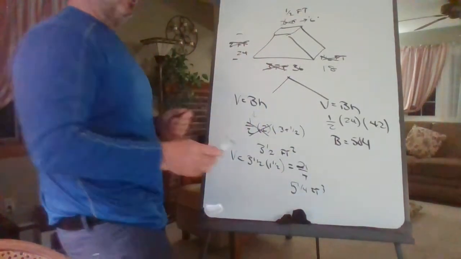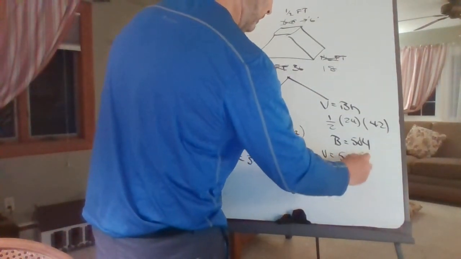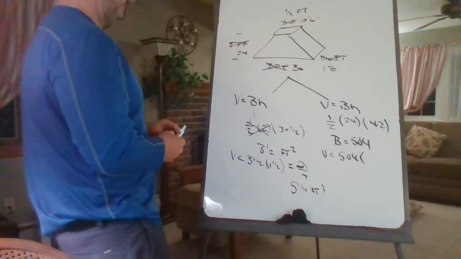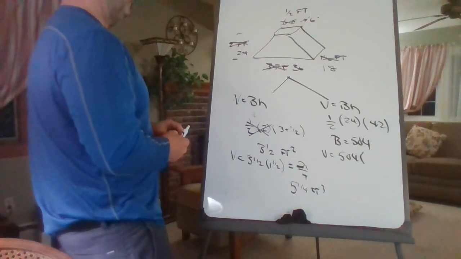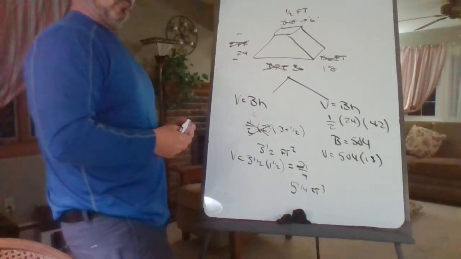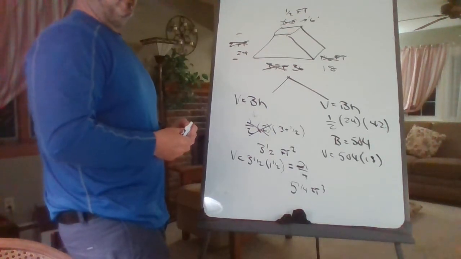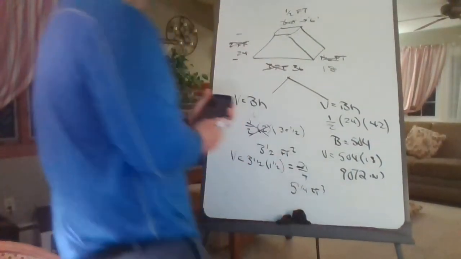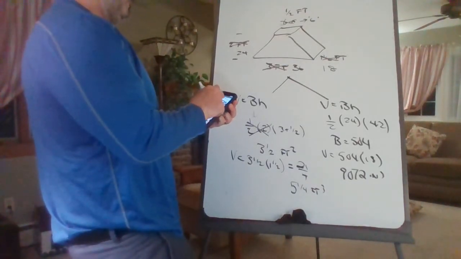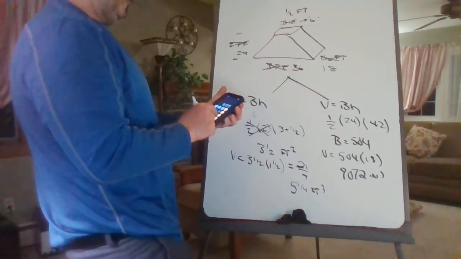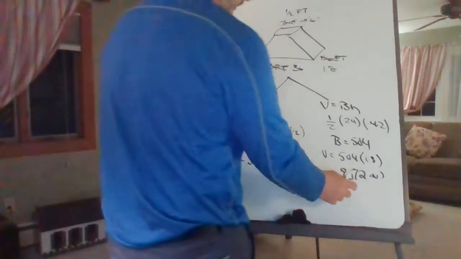Now we're talking inches squared. Volume would be that 504 times the depth of the entire figure, times 18. I got 5,040 and 4,032, which would give me 9,072 inches cubed. I'm going to double check that with a calculator. Okay, 9,072 inches cubed.